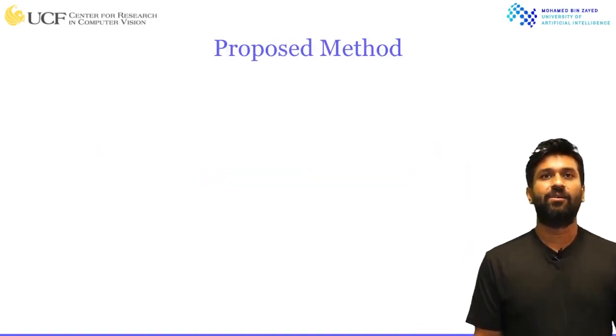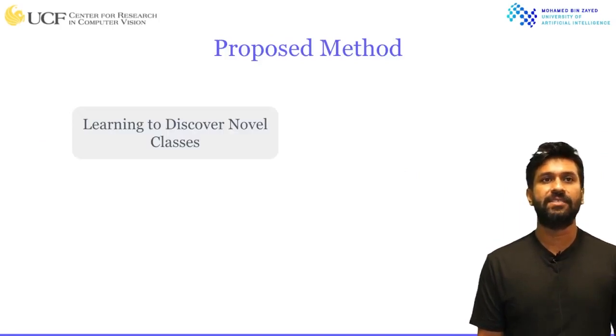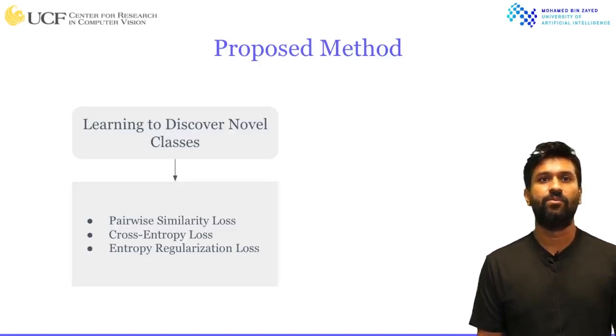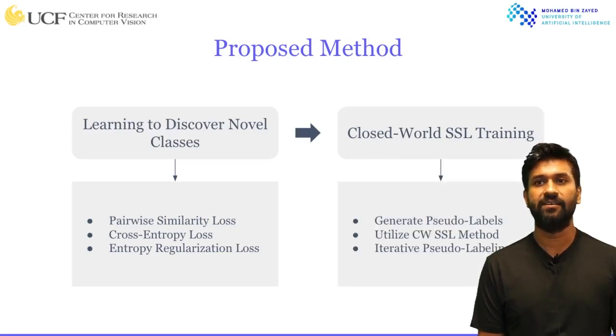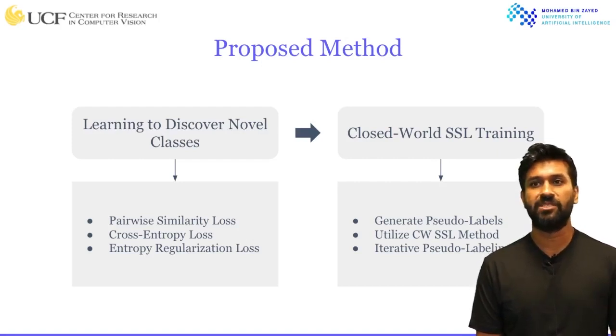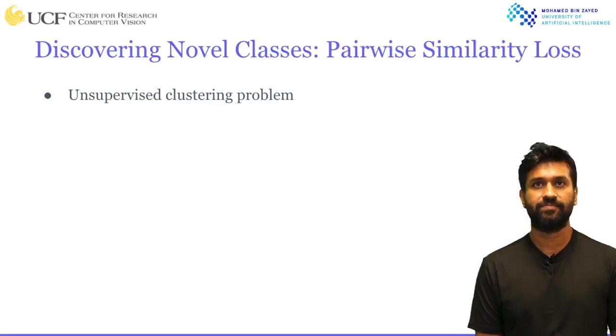So from a high level, our proposed method has two stages. The first is learning to discover novel classes, where we employ three losses, which are pairwise similarity loss, cross-entropy loss, and entropy regularization loss. In the next stage, we basically perform closed-world semi-supervised training, since now we have discovered the novel classes. In there, first we generate pseudo-labels, then we can utilize any standard closed-world semi-supervised method, and finally, to address the negative impact of noise in the generated pseudo-labels, we employ a method called iterative pseudo-labeling.